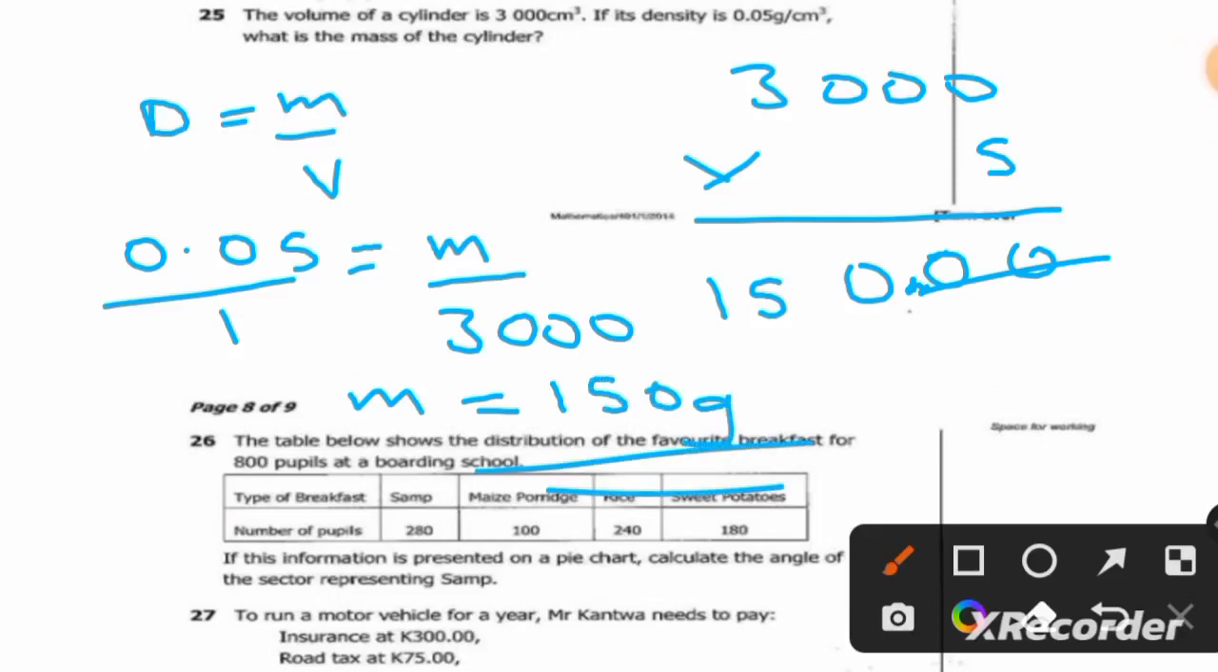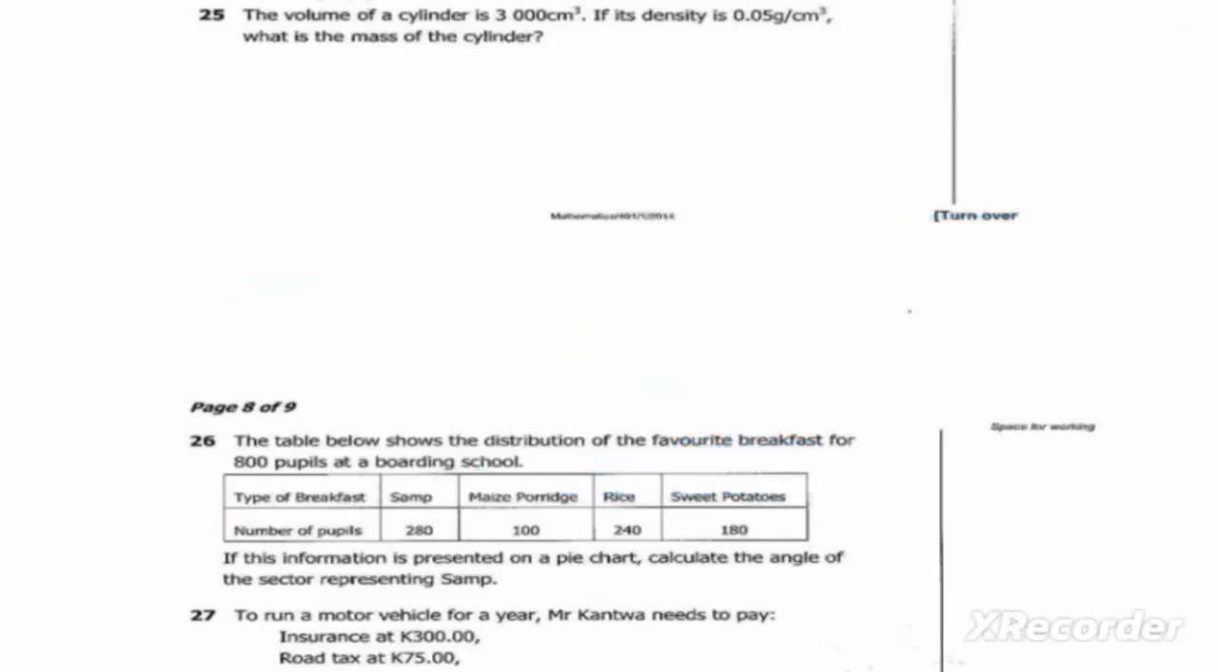We move on to the next question, which is question 26. Question 26 reads: the table below shows the distribution of the favorite breakfast for 800 pupils at a boarding school. In the first row, we have the types of breakfast: samp, maize porridge, rice, sweet potatoes. The number of pupils is also given. If this information is presented on a pie chart, calculate the angle of the sector representing samp.